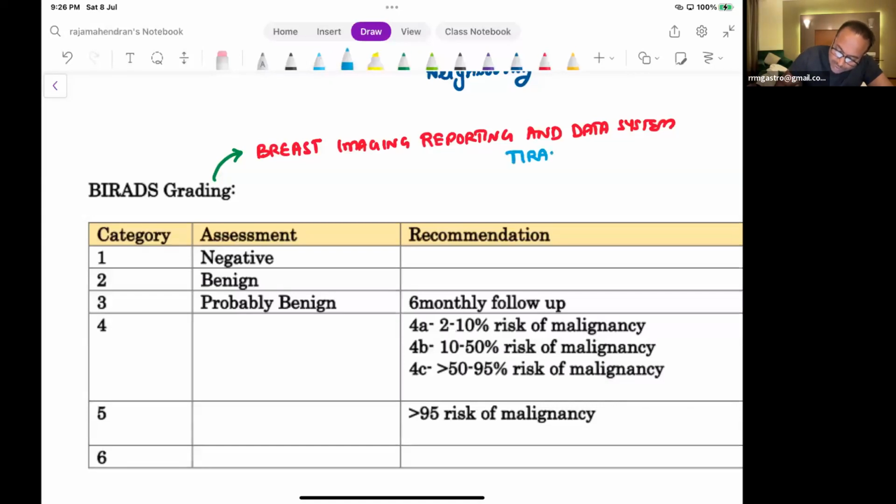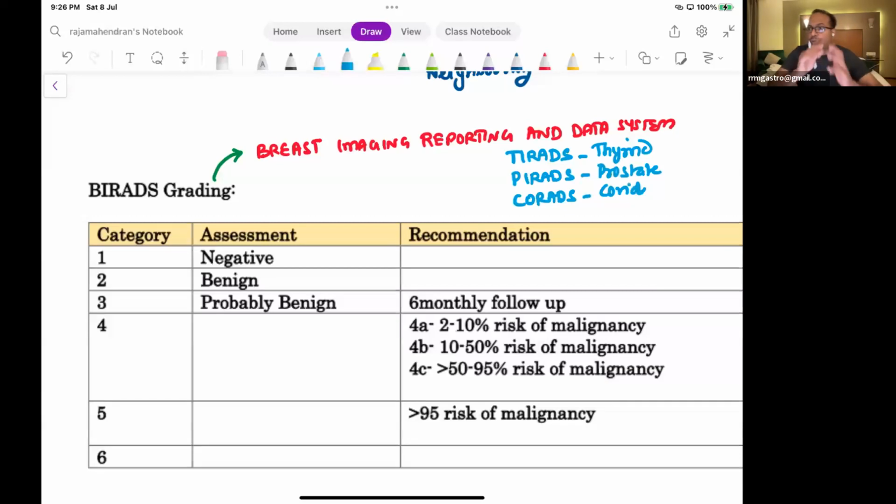What is TIRADS used for? What is PIRADS used for? Now they started using it everywhere. PIRADS is prostate, TIRADS is thyroid, and even COVID, all the places they started using this. I have not seen liver being used. I hope they will be using everywhere. All the places they will start using grading systems like this. Soon they will bring it in all the places. But anyhow, breast is very important.